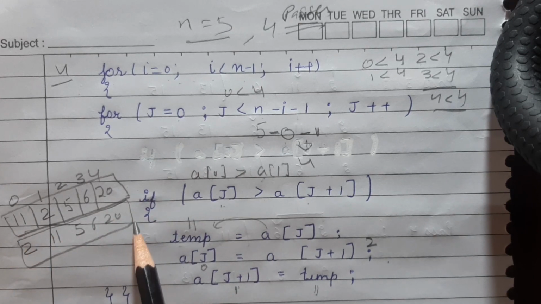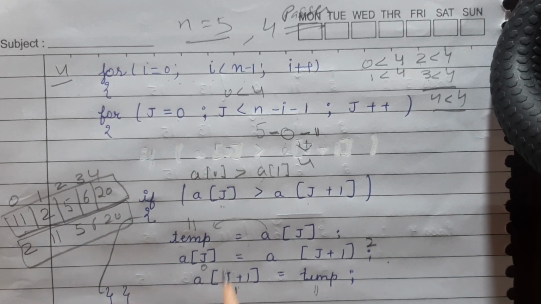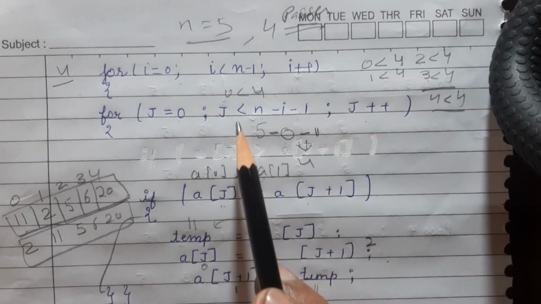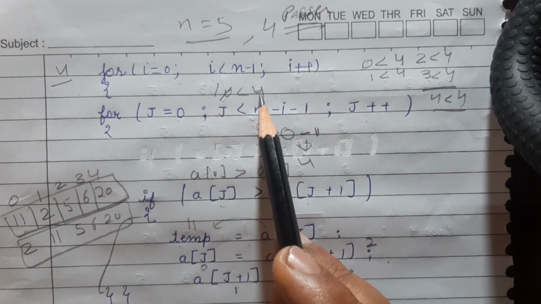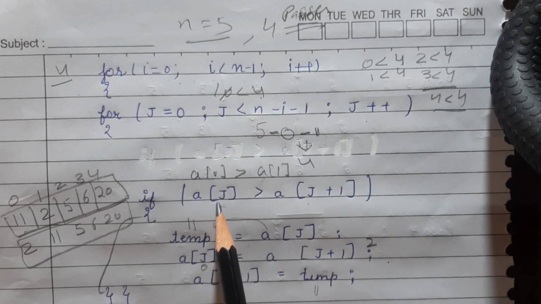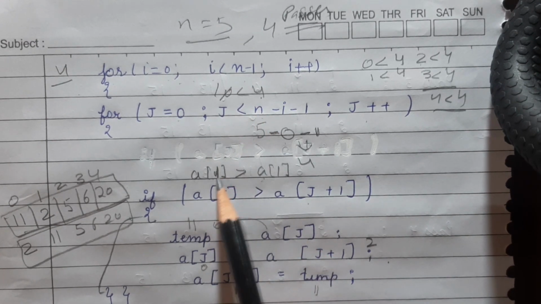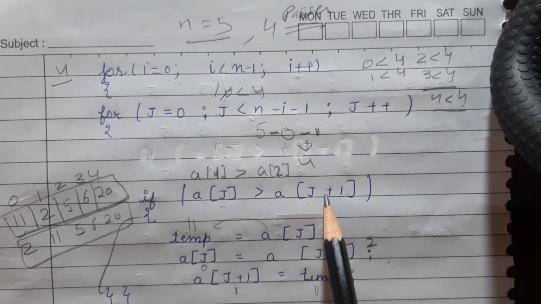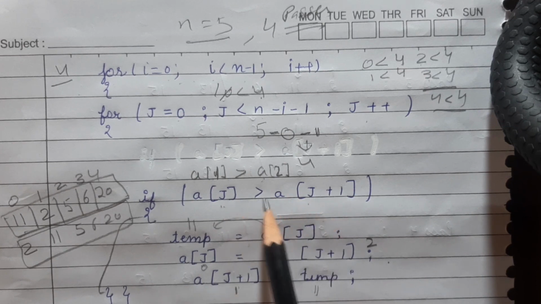So after this, your if block is closed. After this, j is updated. j becomes 1, 1 less than 4, condition true. So now we compare a[1] with a[2]. Now a[j] becomes a[1], a[j+1] becomes a[2]. If a[1] is greater than a[2], then the elements are swapped. If this condition is false, the elements are not swapped.